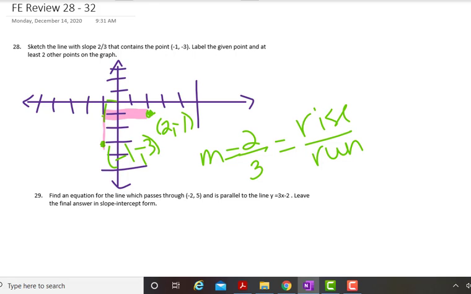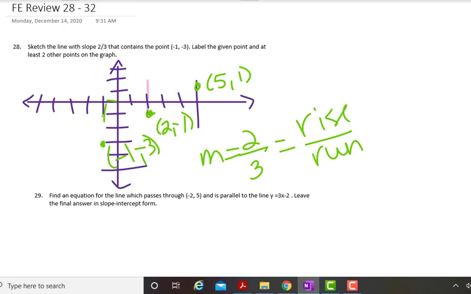And I'm going to find one more point because the question asks for 3. So I'm going to go up 2, rise 2, run 3, 1, 2, 3. And there's my third point for this graph. And that point will end up being 5, 1.